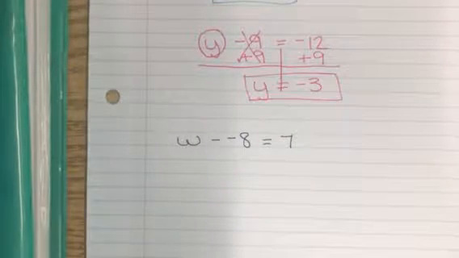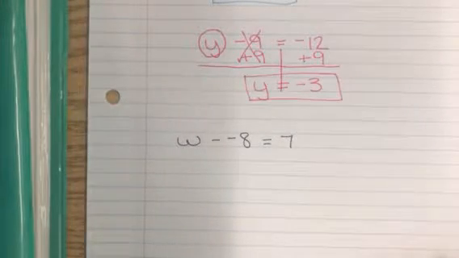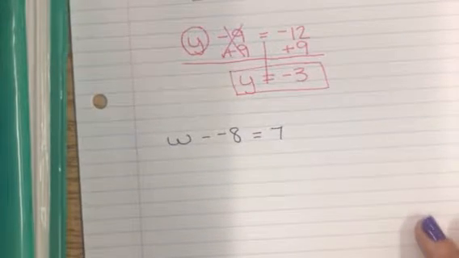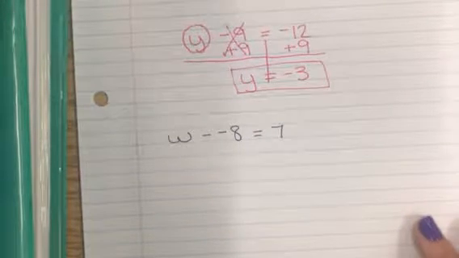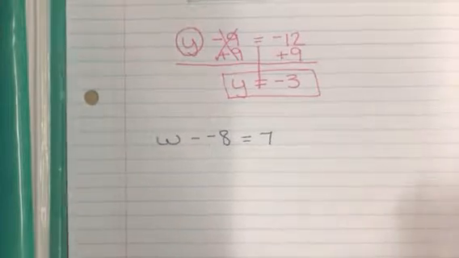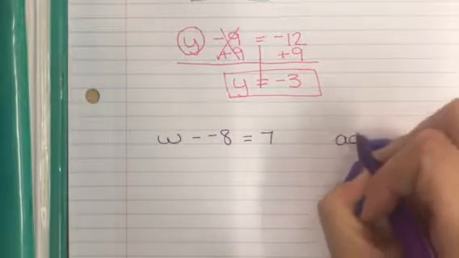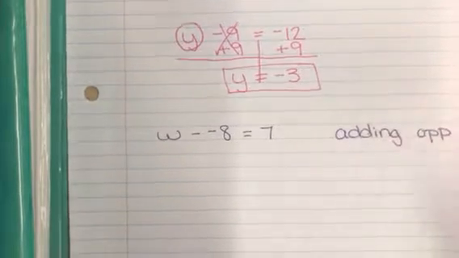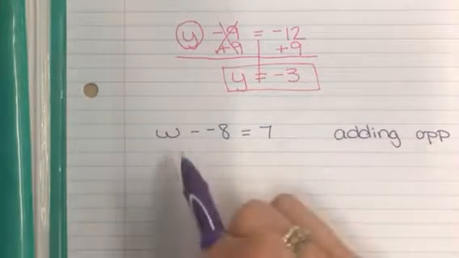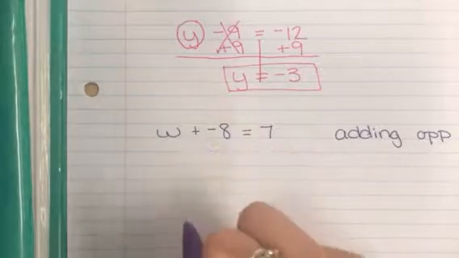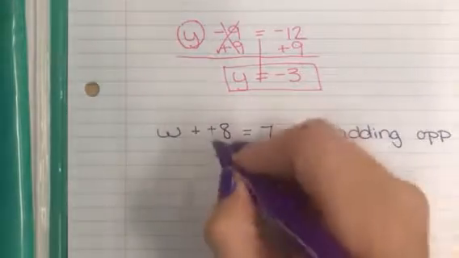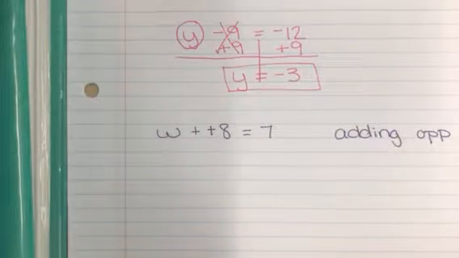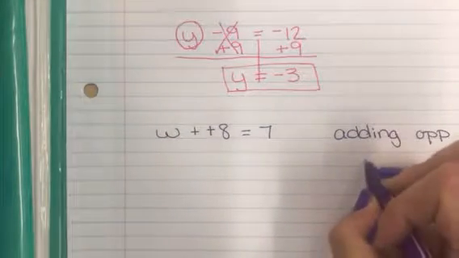So for example, if we have something like w minus negative 8 equals 7, the best case situation is always that you're going to change two signs into one. And we do that with something called adding the opposite, which is the technical term. What we do is we change subtraction to addition, and then we take the opposite sign of what follows it.